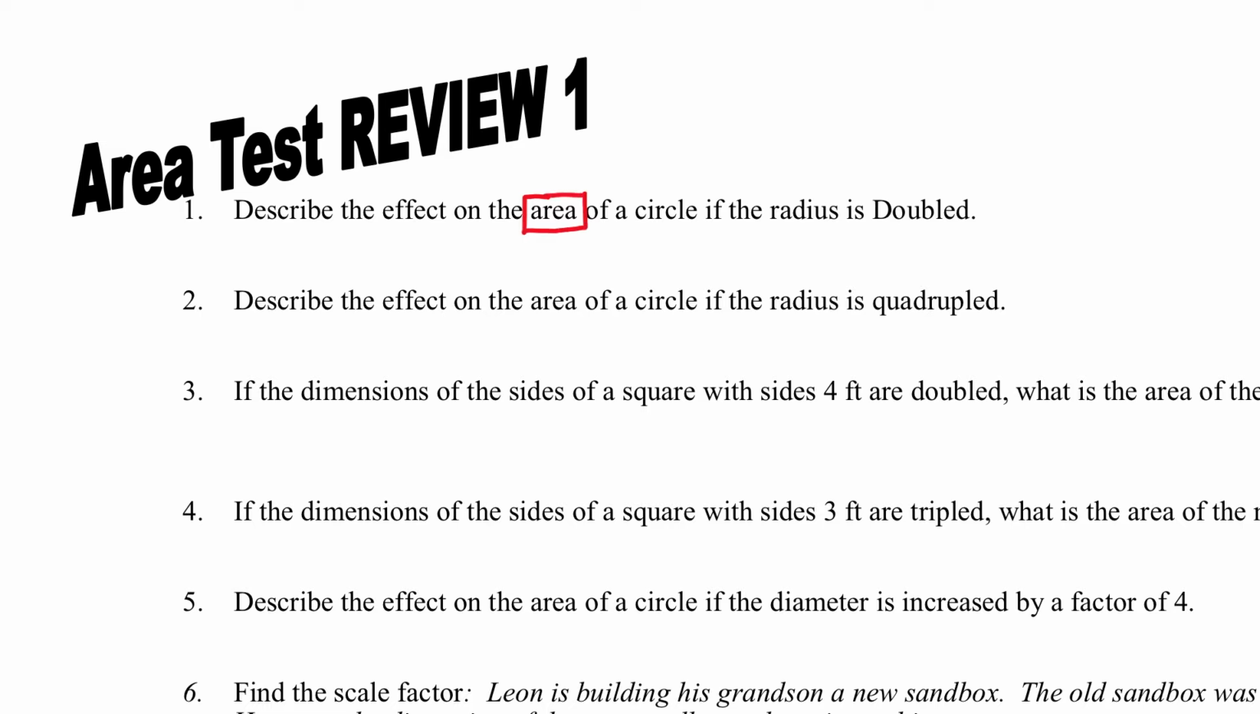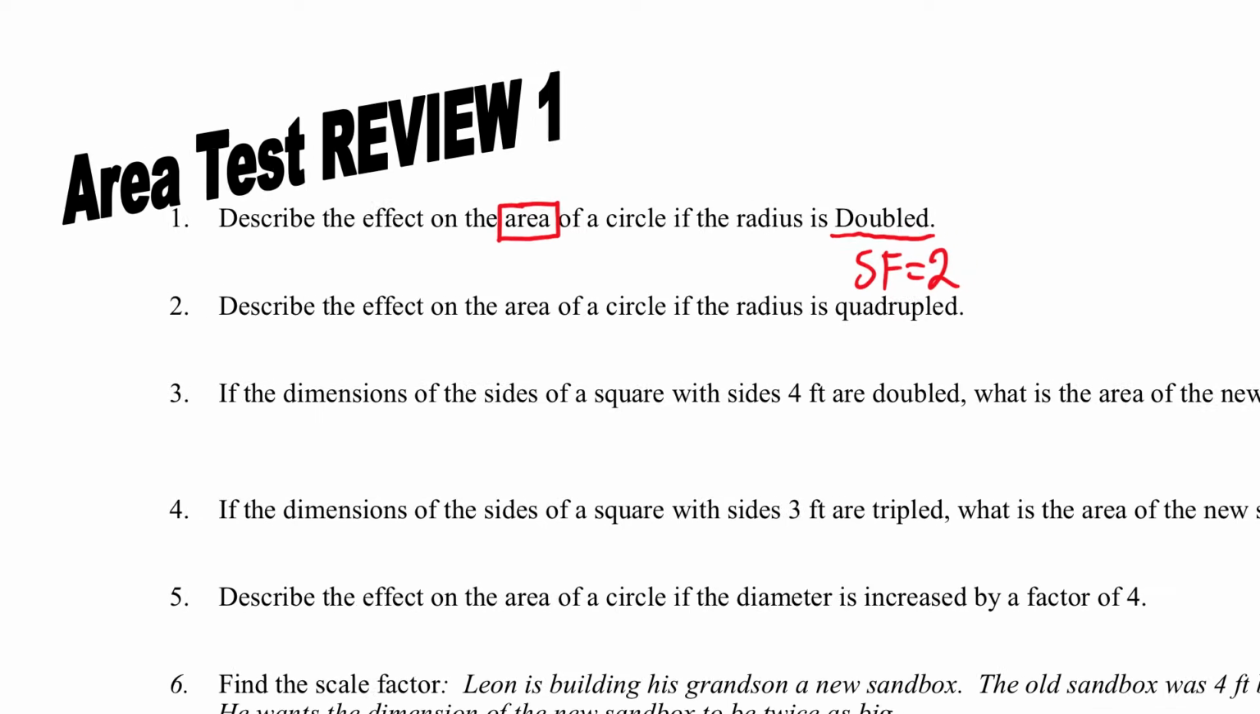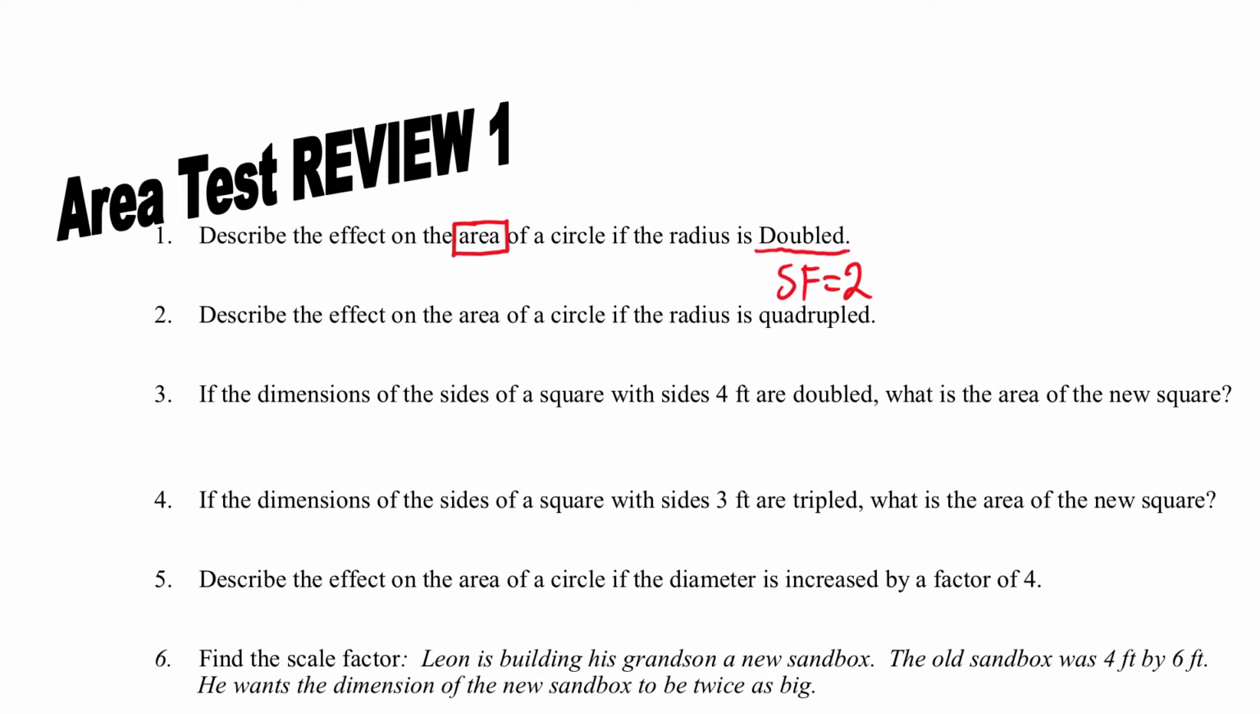All right, it says the radius is doubled. So what happens? What do you do when you double something? Multiply by 2. So that means in this problem that the scale factor is 2. So we talked about this on Monday. Scale factor is 2. We double it. What's going to happen to the area?